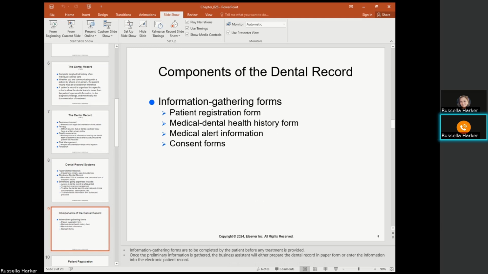For the medical alert information, after having received that completed medical and health history form, one of the first priorities is to review indications of health conditions, allergic reactions, and medications that could interfere or be life-threatening. Examples that should be noted or updated include pre-medication, drug allergies, latex allergy, and pregnancy.